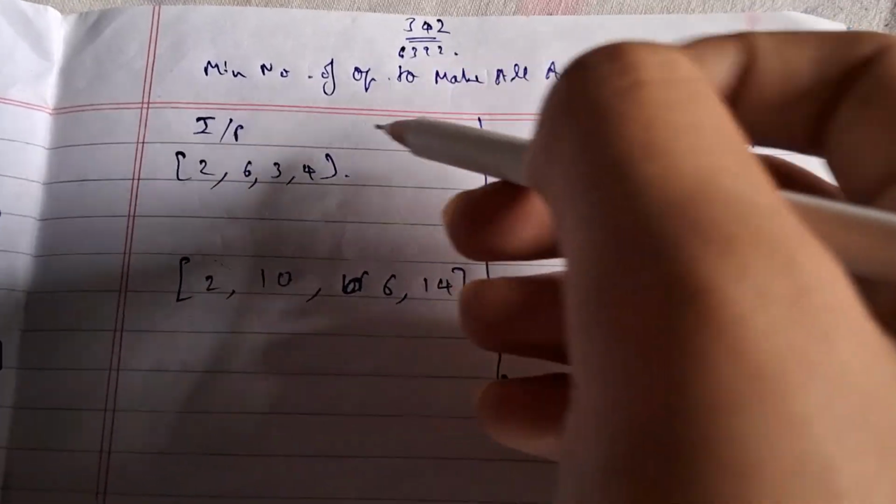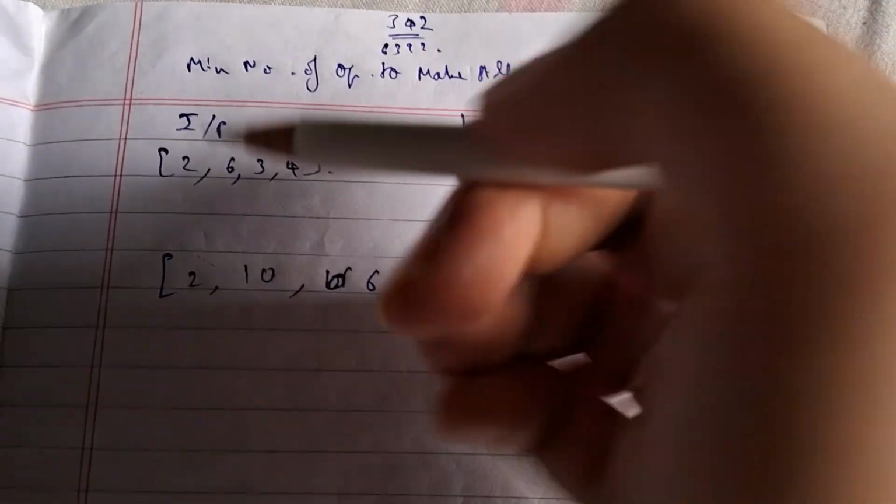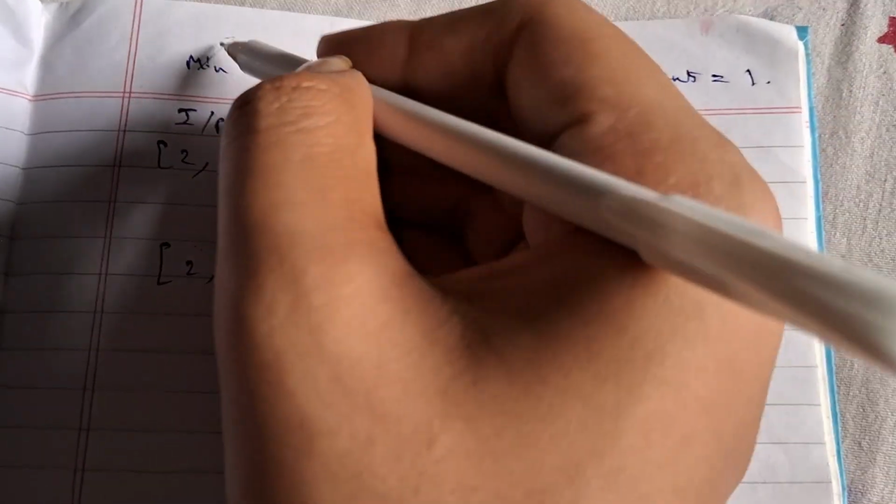So in this video, I'm going to discuss the minimum number of operations to make all array elements equal to 1, which occurred in today's LeetCode 342 weekly challenge. So this is the last problem, that is D.